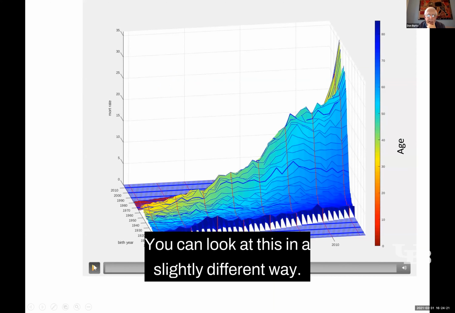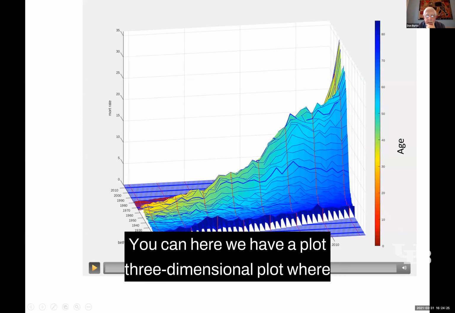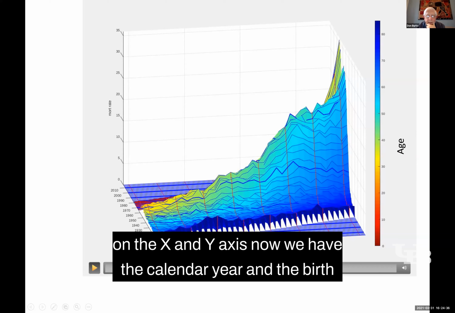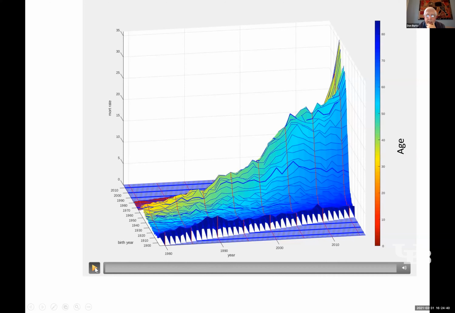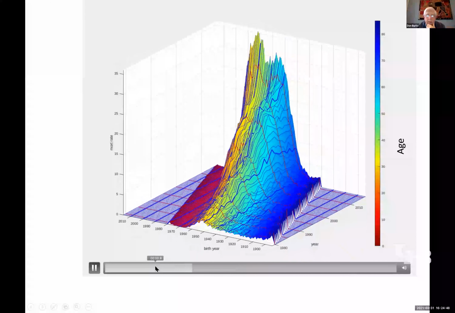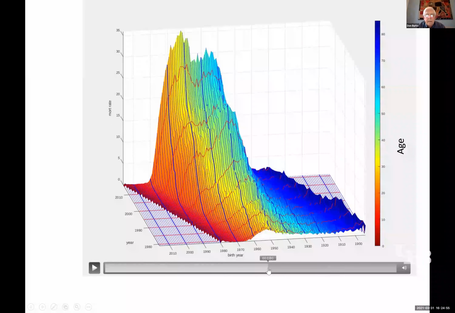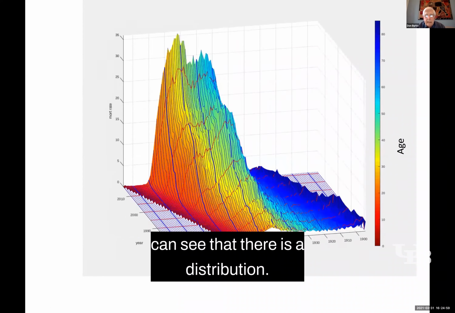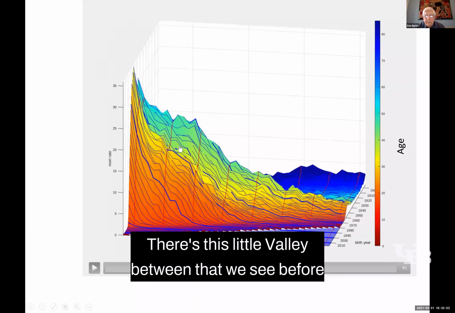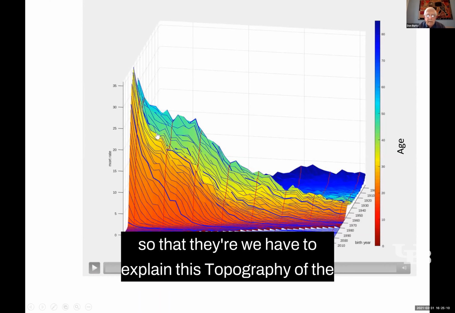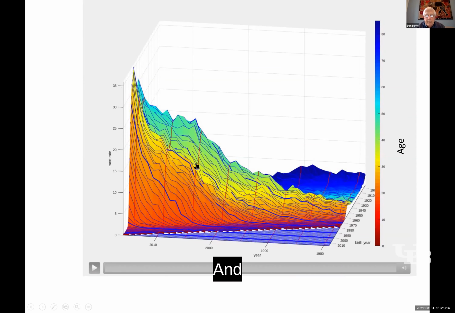You can look at this in a slightly different way. Here we have a three-dimensional plot where the mortality rate is on the upward axis, and on the x and y axes we have the calendar year and the birth year. This shows the 3D plot of that. I'm going to stop it. Stop it again, so that you can see that there is a distribution. There's this little valley that we saw before, and there's this ridge here in the more recent years. So we have to explain this topography of the epidemiology. And that's our next challenge.